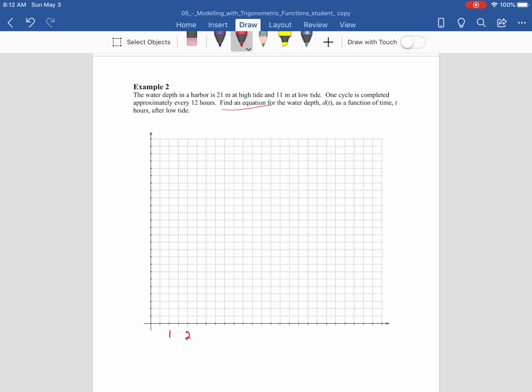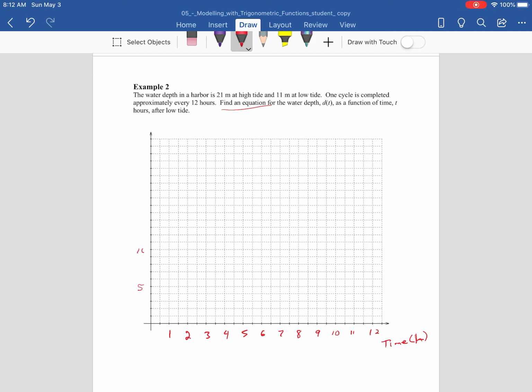Let's see, it's got to go 12 hours. So do I have enough room to do every second square? I don't want to jam things in here. 1, 2, 3, 4, 5, 6, 7, 8, 9, 10, 11, 12. Yeah, I do. So I'm going to call that time in hours. Hours. There we go. And now meters.